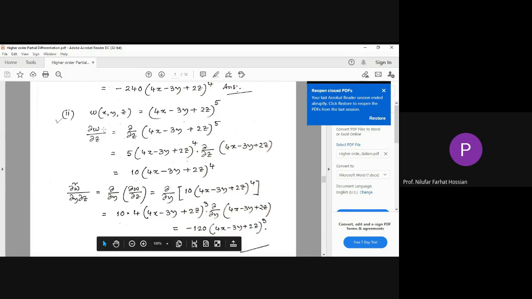Now differentiate this with respect to y. So now you are getting del square w by del y del z, so del y of del w by del z, so del y of this whole thing.